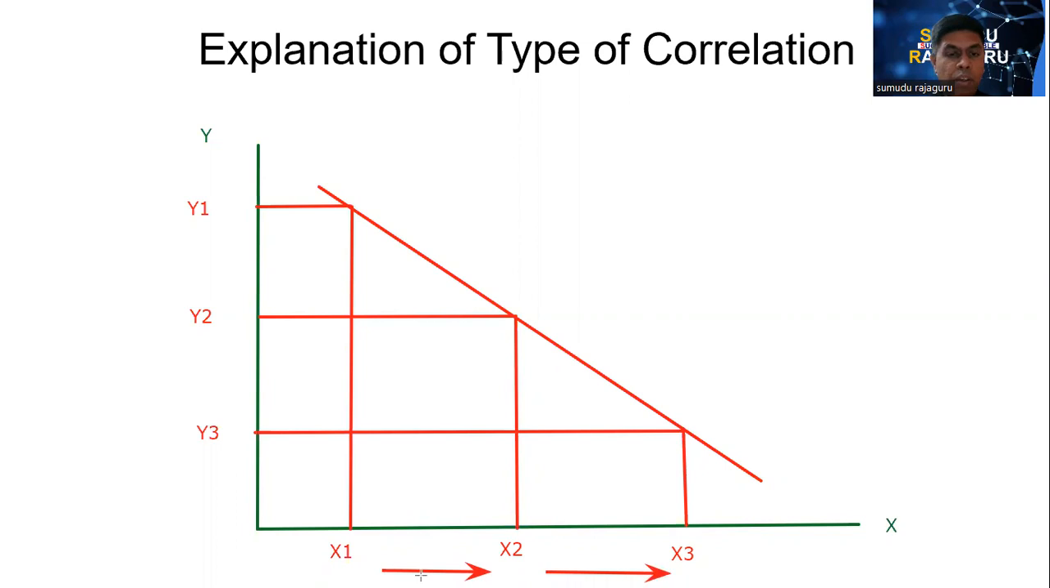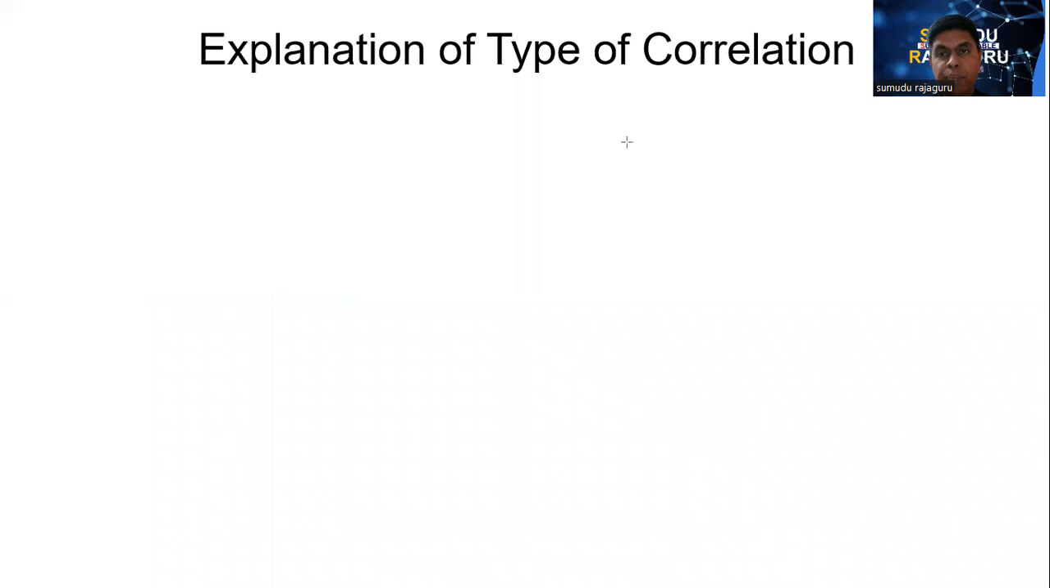When we increase the x value, x1's related y value is y1. When I come to x2, the related y value is y2. What happened? The y value is decreasing. When I move from x2 to x3, the y value further decreases, y2 to y3. So this type of scatter diagram shows negative correlation. When one parameter increases, the other parameter decreases. So this type of thing we call negative correlation.